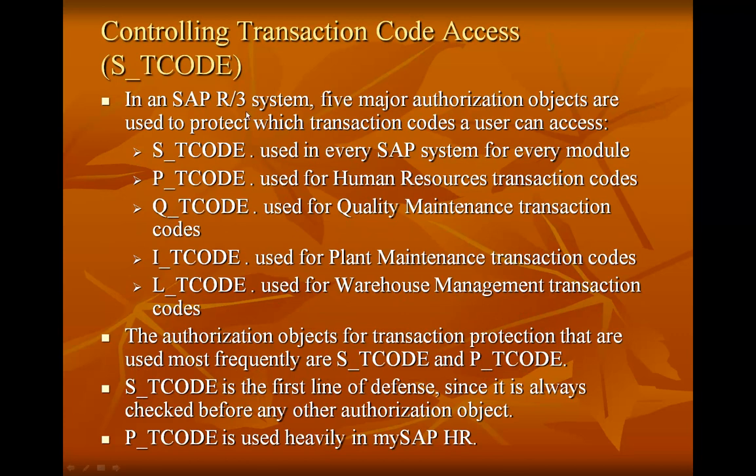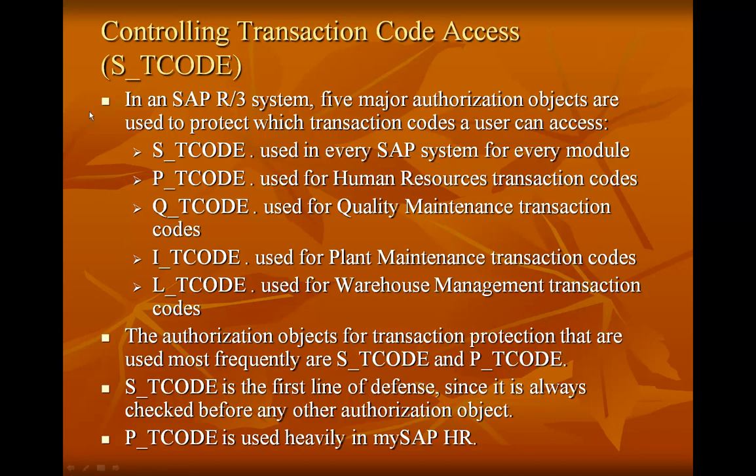Now, apart from S_TCODE, there are 4 other objects which are important from a functional standpoint. There are 5 major authorization objects that are used to protect which transaction codes users can use. We just saw S_TCODE. S_TCODE is the first object that gets checked.